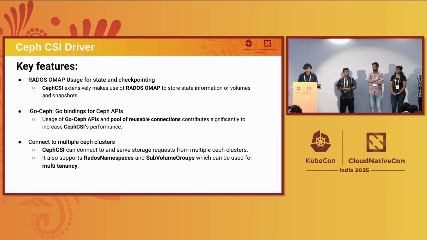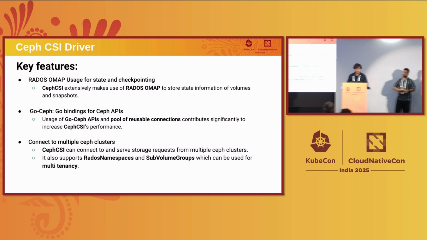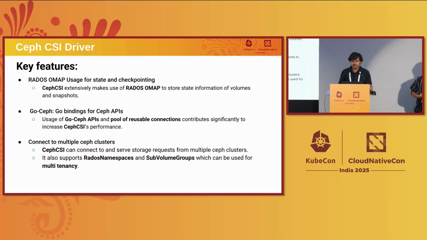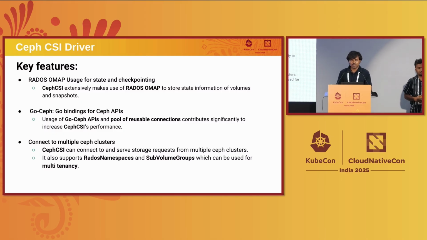So coming to the key features of the Ceph CSI driver, which makes it unique, is that we extensively use Rados OMAP from Ceph for state and checkpointing. So we store the metadata regarding a PVC in that, so that we can make use of it later. And also during any kind of process like volume creation, expansion, deletion, or snapshotting, we checkpoint each process, because a Kubernetes pod can be restarted anytime. So even if there is a restart, the CSI driver will be able to get back to its proper state and then continue the process or roll back and start afresh.